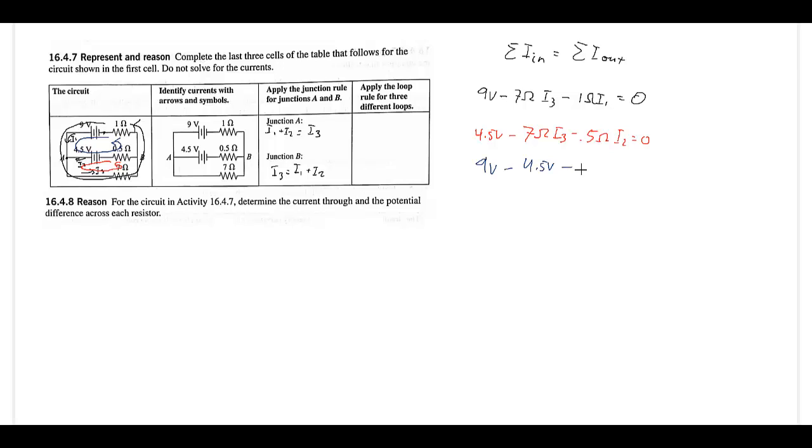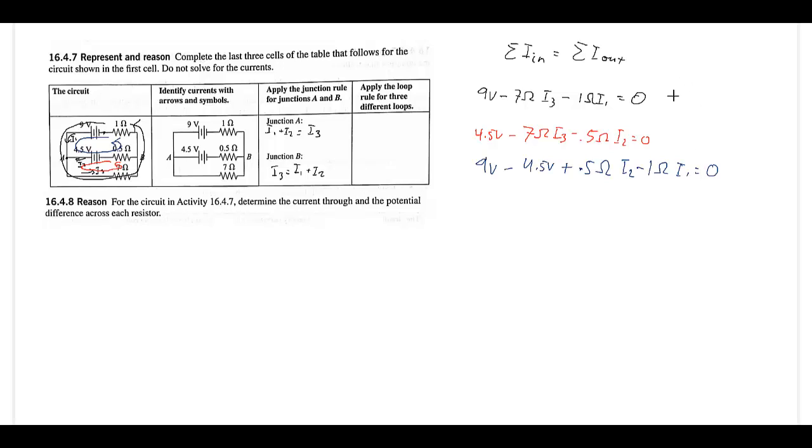Now because this is going the other direction against the current, it's not going to be minus 0.5, it's actually going to be plus 0.5 ohms times I2. And then going up here, now we're back in the direction of current again, so it's minus 1 ohm times I1. This is all equal to 0.